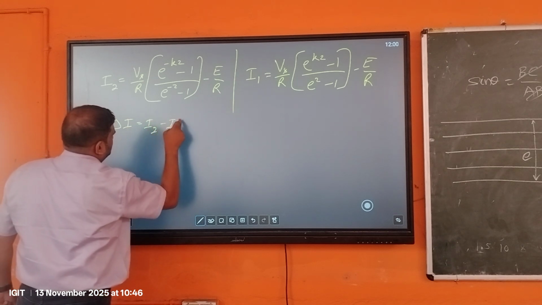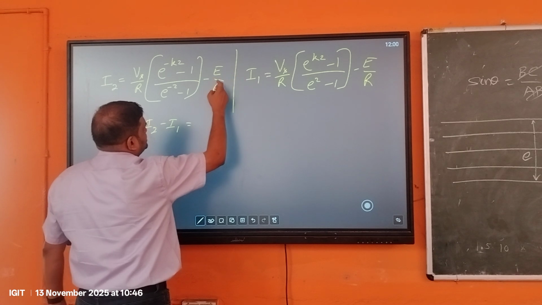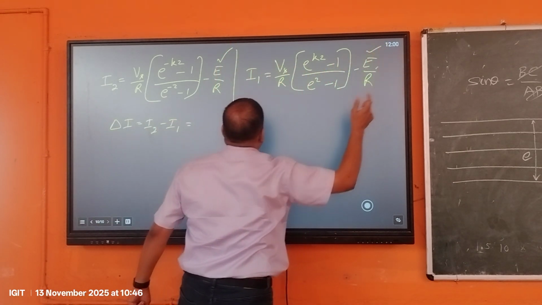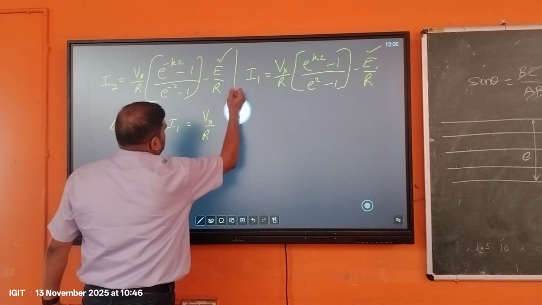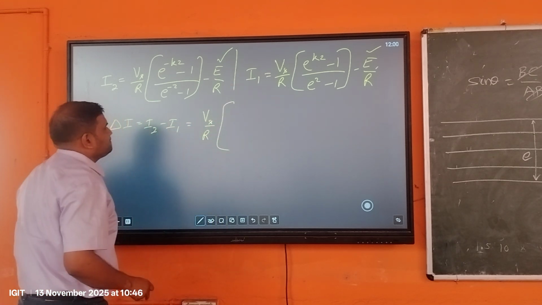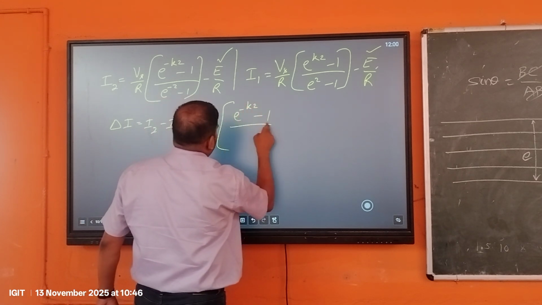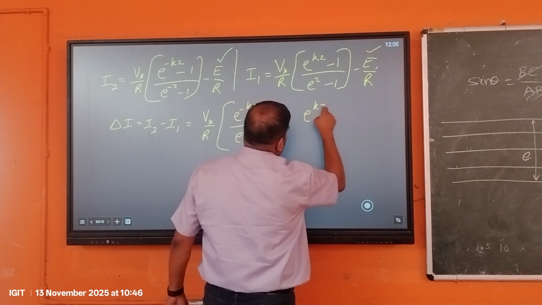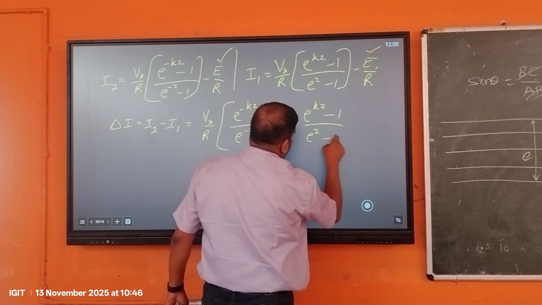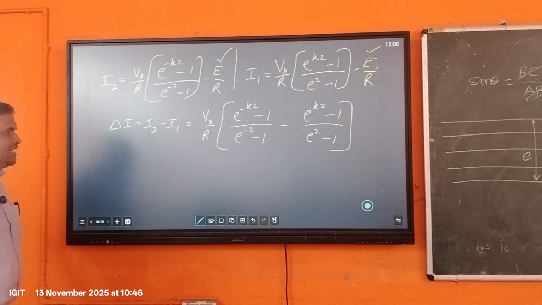I2 minus I1 is equal to, so obviously the constant terms will be deleted, and what's remaining is Vs by R, whole bracket, e to the power minus kz minus 1 by e to the power minus z minus 1, negative minus of e to the power kz minus 1 by e to the power z minus 1. This is what we finally get, and that can also be simplified.